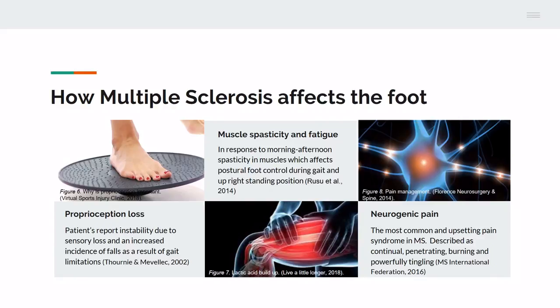Neurogenic pain is the most common and upsetting pain syndrome in MS. This pain is described by individuals as continual, penetrating, burning, or powerfully tingling, and is most often experienced in the legs and feet.